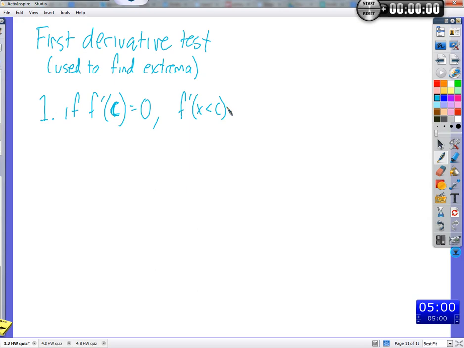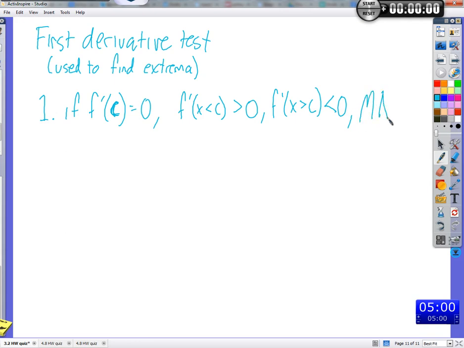So what are we going to say about that slope? The slope's not necessarily increasing, but the function is increasing, which means the slope is positive, greater than zero. Also, f prime of some x value that's bigger than c, but not so much bigger that it gets to some other critical number, is going to be less than zero, negative. What do we conclude?